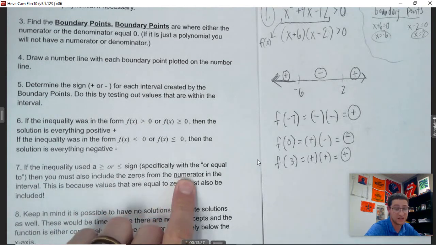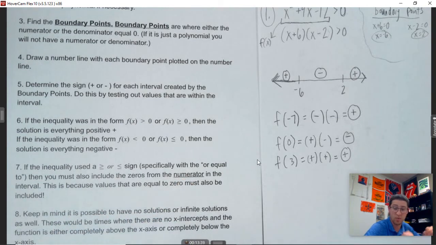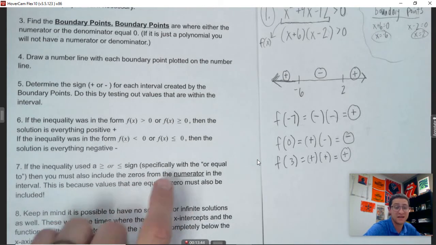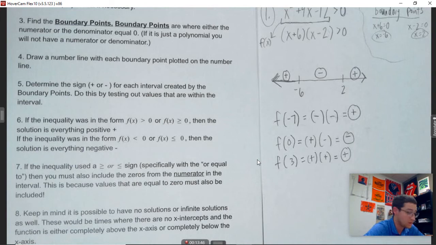Now let me state that it's not just the numerator. If it was just a normal polynomial, you also have to include those values that would make it equal to 0. Okay, and we'll do an example on that in the next one.